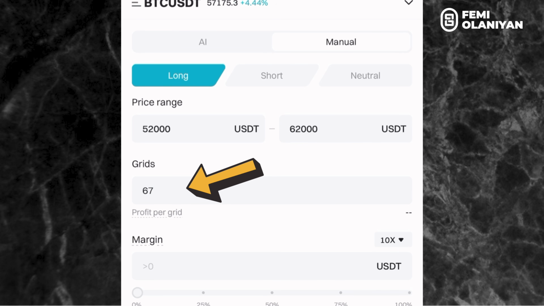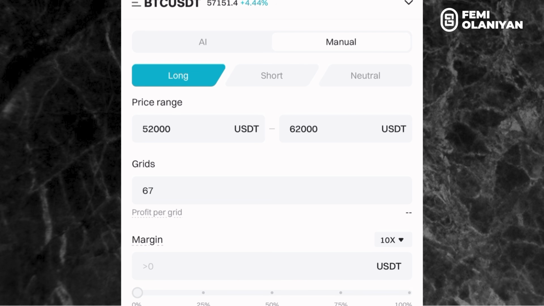So that means that the highest possible grid I can have is 67. So you can see 190 is the highest you can go, but if I put 190 there, it will change it to 67. Why? Because 67 is the highest number of grids I can use because of the price range I am using. So if you increase your price range, your grids can also change. If you decrease your price range, your grid can also change.